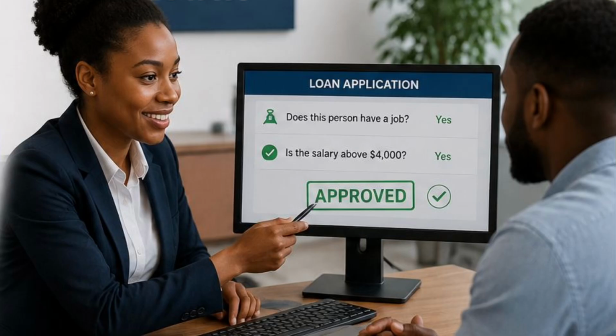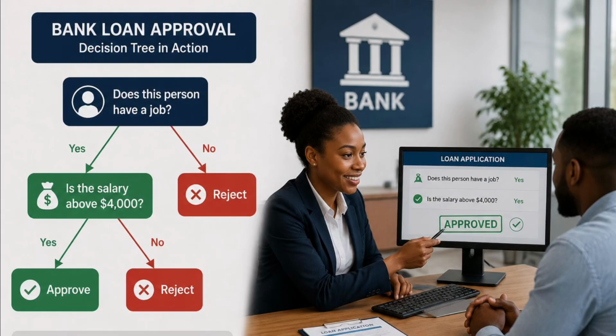Imagine a bank wants to know whether someone should receive a loan. Instead of randomly approving people, you ask a very sensible question like, does this person have a job? Yes. If yes, is the salary above 3,000 or 4,000? Yes. If yes, approve. If no, reject. All right, so that's how a decision tree works.